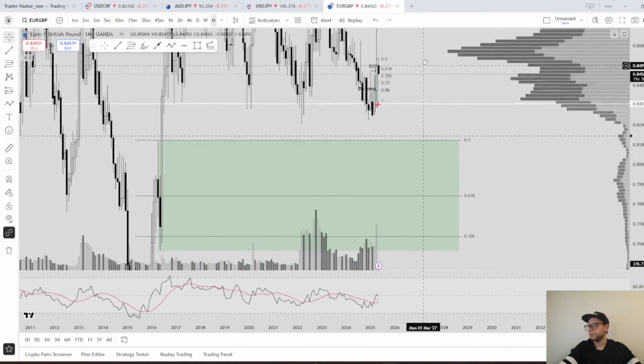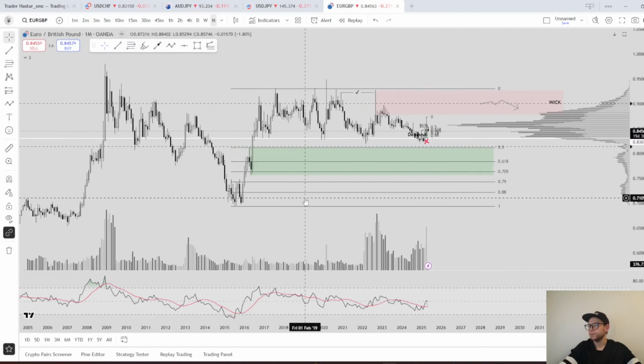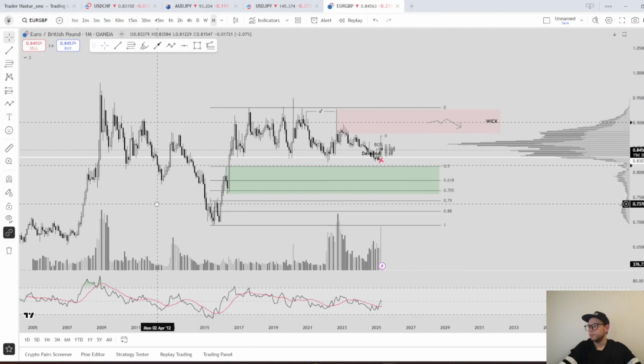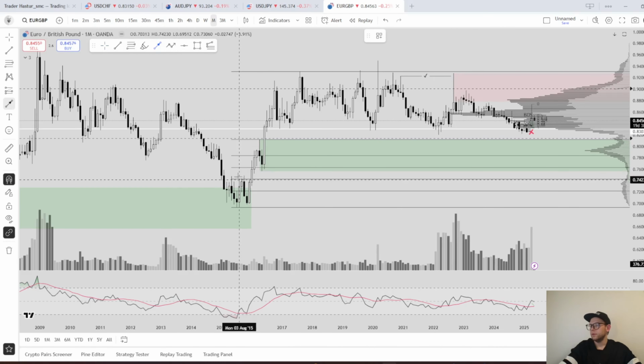and now also here our monthly boss. This our market structure shift. And this will be exactly our monthly demand.